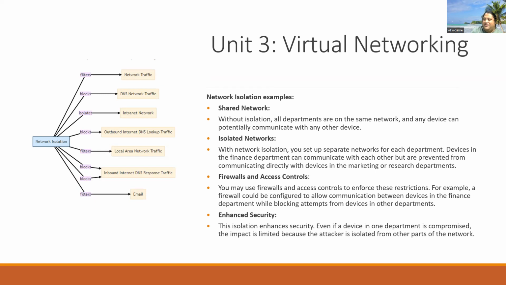For example, a firewall can be configured to allow communication between devices in the finance department while blocking attempts from devices in other departments. Finance, guys, it's about money. Money kind of gets people's attention. That's just the way I look at it. This isolation enhances security. Even if a device in one department is compromised, the impact is limited because the attacker is isolated from other parts of the network.